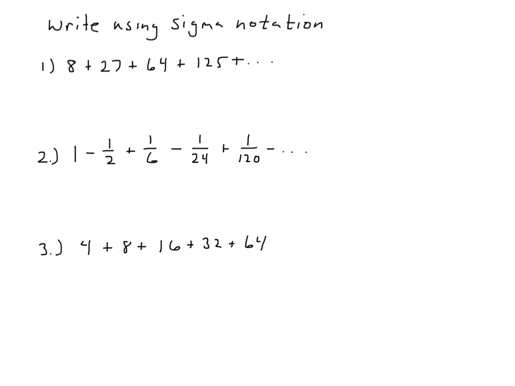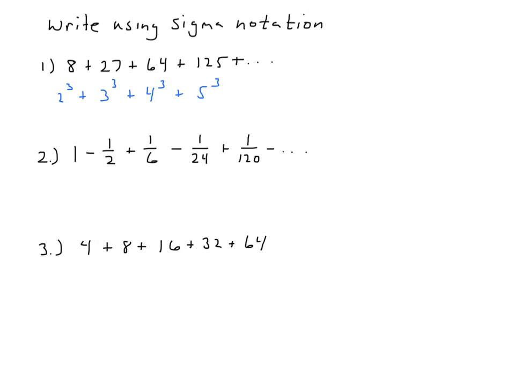In this case, when I look at these values here, I notice that I have 8, 27, 64, and 125. And one of the things that I notice is that 8 happens to be equal to 2 to the third power. And I know 27 is 3 to the third, and 64 is 4 to the third, and 125 is 5 to the third.